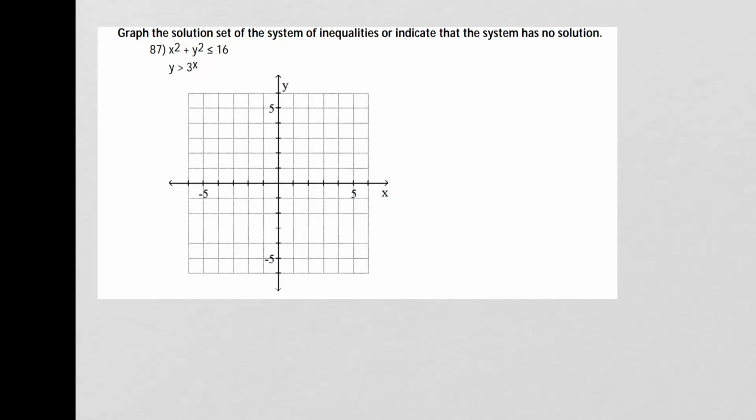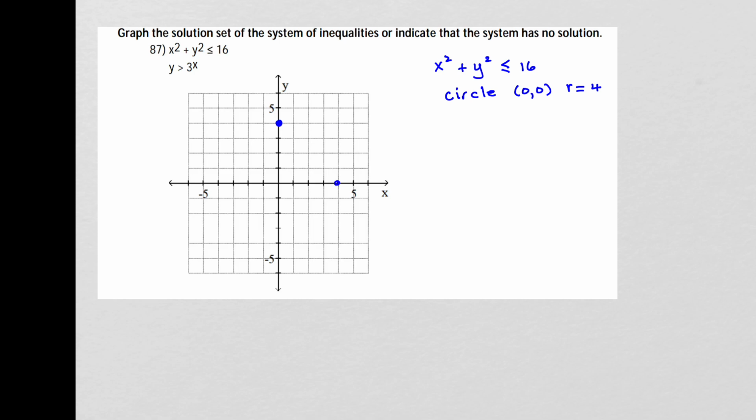In this problem, we want to graph the solution set of the system of inequalities or indicate that there is no system. So I'm going to start with x squared plus y squared is less than or equal to 16. This is a circle where the center is at 0, 0, and the radius is 4.